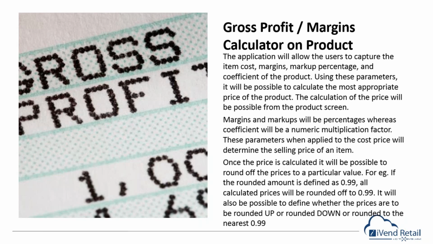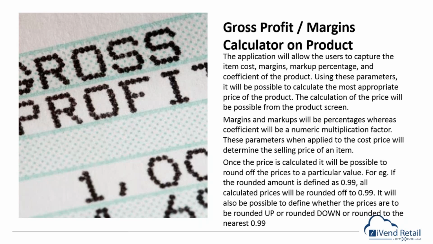which will be a multiplication factor, definitely a numeric multiplication. So when the parameters are applied on the cost price, they will determine the selling price as well. Based upon your cost price, you can determine your selling price within the system. It's nothing but just like a calculator.